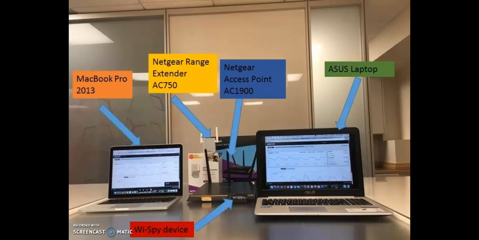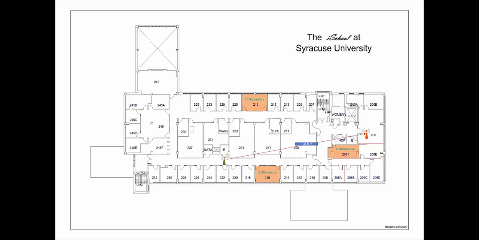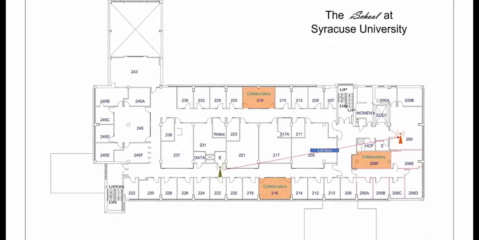Our setup mainly consists of a Netgear Nighthawk AC1900 dual band access point, a 2x2 Netgear AC750 range extender, a MacBook Pro which acts as a client, an Asus laptop which acts as a server, IxChariot to measure throughput, and a Wi-Fi DBX device. The testing was carried out on the second floor of the Heinz Hall. The distance from the access point to the range extender is 120 feet. The MacBook Pro is connected to the range extender, whereas the Asus laptop is connected to the access point over a wire.